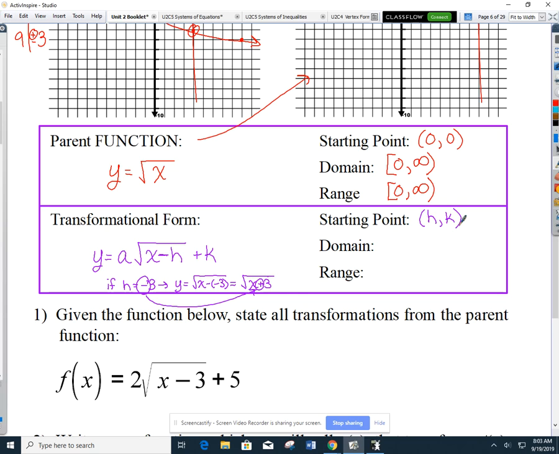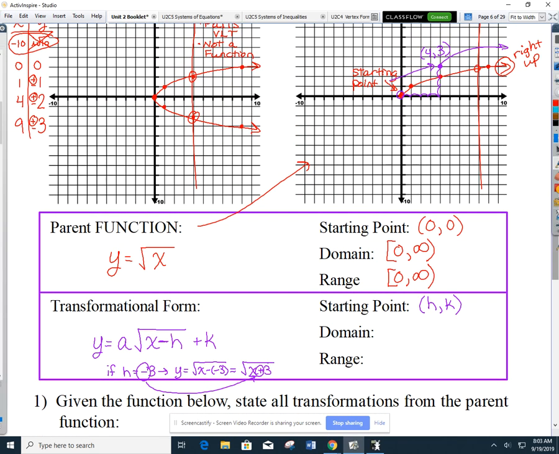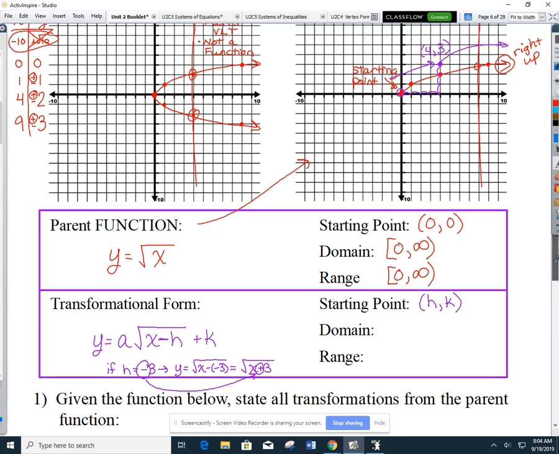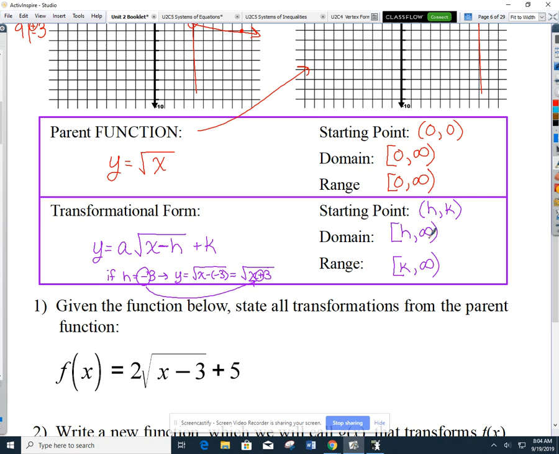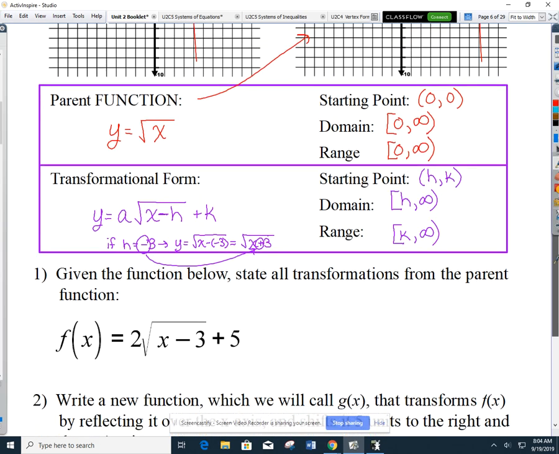Now the domain, if you look at the transformation I drew up here, the domain would also change. The furthest left is now going to be this 4 right here. This one would be 4 to infinity. So it's whatever h is. And then the range, your lowest point moved up to 3. So that's your k value, and it would go up forever. So the domain is going to be h to infinity, and the range is k to infinity. Now, the only time that would be a little different is if we reflect that over the x-axis. Instead of going to positive infinity, this would go to negative infinity.